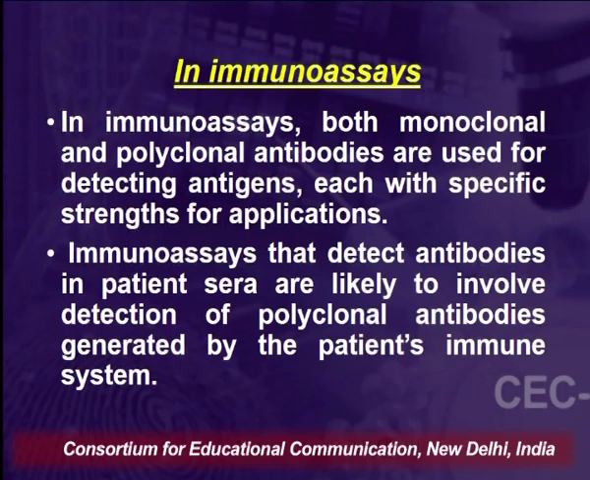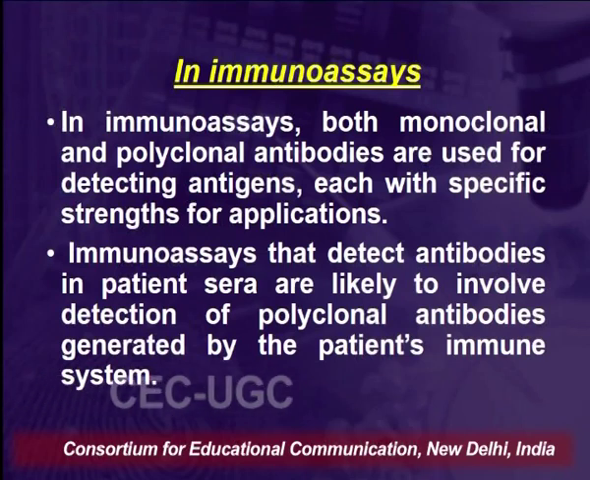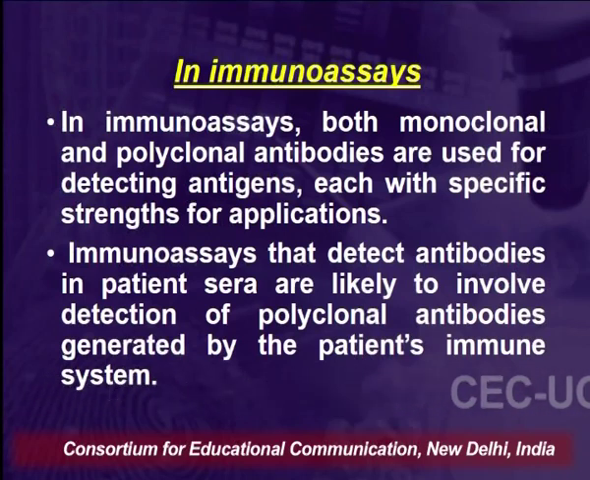So, in immunoassays, both monoclonal and polyclonal antibodies are used for the detection of antigens, each with specific strengths for applications. Immunoassays that detect antibodies in patient sera are likely to involve detection of polyclonal antibodies, which are generated by the patient's immune system. So, the antigen found could be monoclonal in nature, or the antibodies could be monoclonal or polyclonal in nature.